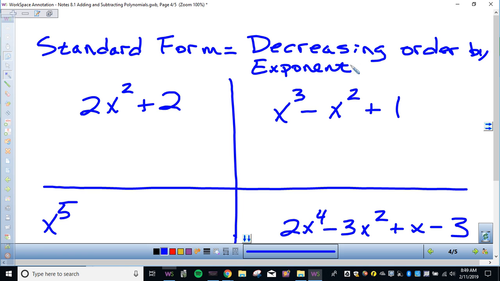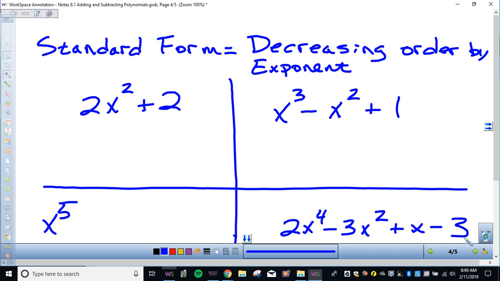So if that doesn't make sense to you, decreasing order by exponent, it's just highest one, the next highest exponent, and so on, in a way that you understand it. So all of these are in standard form. Highest exponent, next highest, no exponent. This just goes down the line. Even though we don't have an x cubed, it doesn't matter, it's still in standard form. Just the highest exponent, the next highest, and then the number.